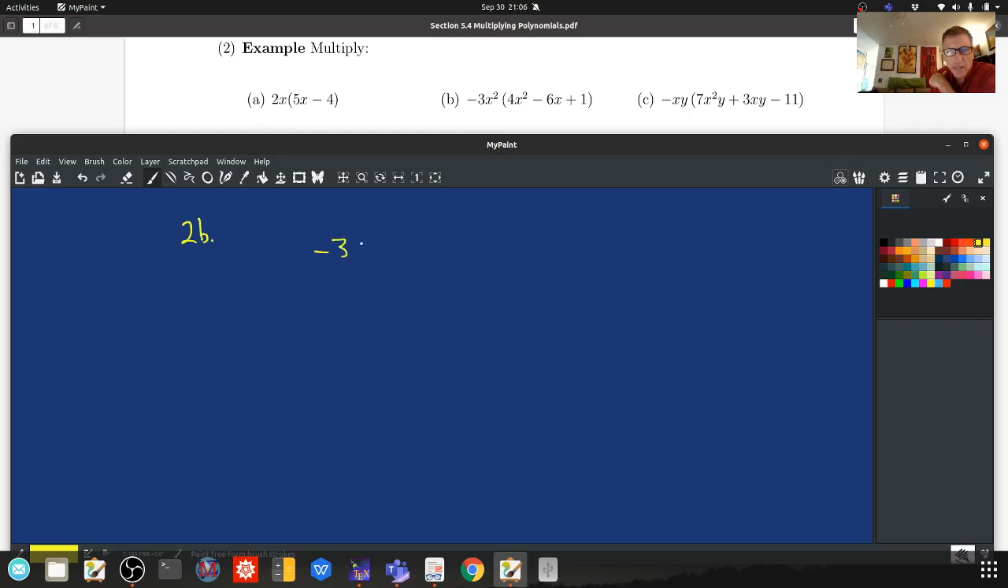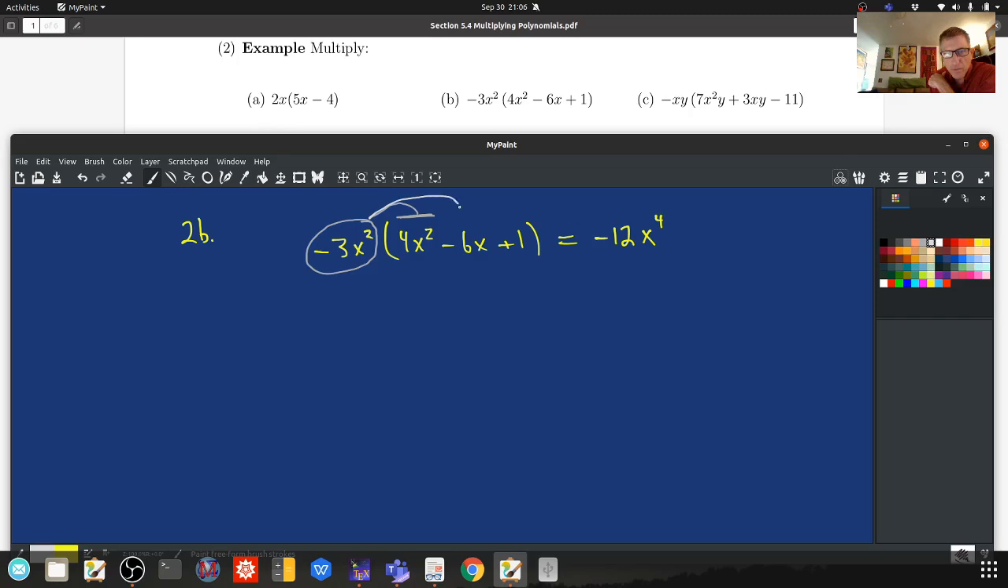Minus 3x squared times 4x squared minus 6x plus 1. And now we're going to do these more or less in our head as we go along. So I'm taking the entire first term and multiplying it by the next one. So minus 3 times 4 is minus 12. X squared times x squared, I add the exponents to get minus 12x to the fourth.